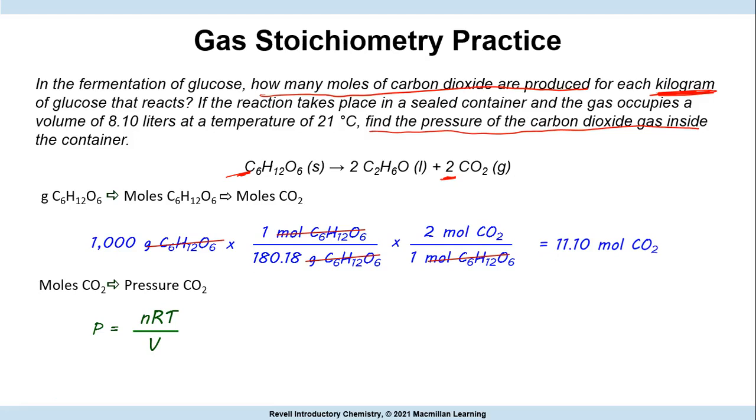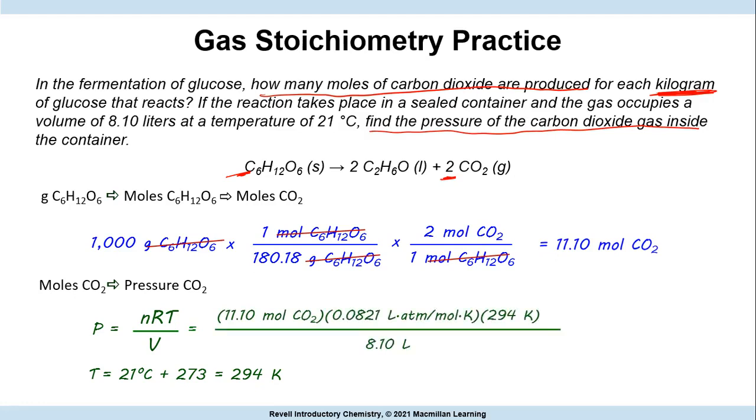We've calculated the number of moles, 11.10. R is equal to 0.0821 liters atmosphere per mole Kelvin, and the volume that we have been given is 8.1 liters. The temperature is 21 degrees Celsius, so we convert 21 degrees Celsius to Kelvin. We add 21 plus 273, and now we have 294 Kelvin. We substitute the values into this equation, and we are looking for pressure. So let's see what cancels out. Moles will cancel with moles.